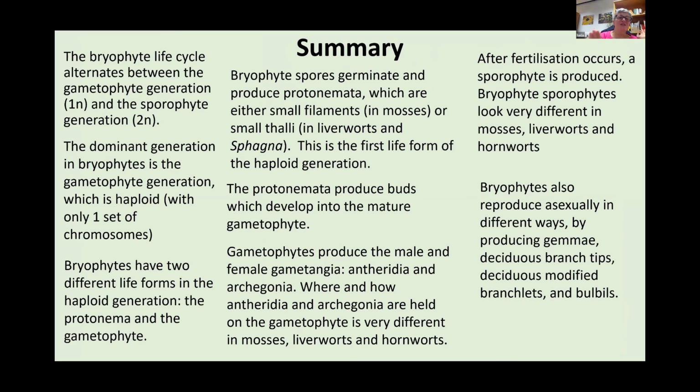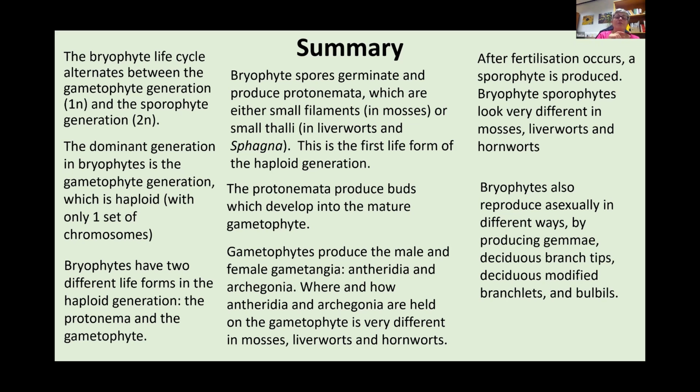As a summary, we can remind ourselves that the bryophyte life cycle alternates between the gametophyte generation, which is haploid, and the sporophyte generation, which is diploid. The dominant generation in bryophytes is the gametophyte generation, which is haploid, and the gametophyte generation has two different life forms: the protonema and the gametophyte. Bryophyte spores germinate and produce protonemata, which are either small filaments in mosses or small thalli in liverworts and hornworts. This is the first life form of the haploid generation.